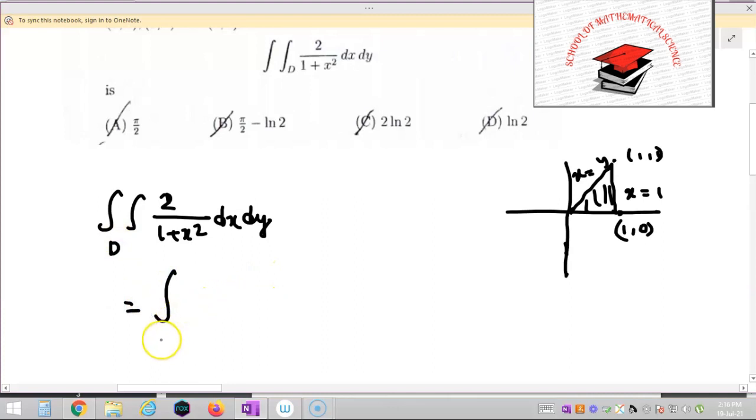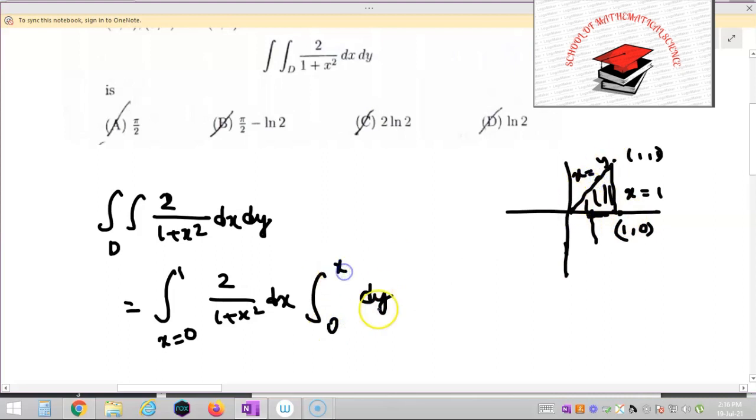double integration. So the lower limit of x is equal to 0 and upper limit of x is equal to 1. So 0 to 1, 2 by 1 plus x square dx, integration dy. So lower limit of y starts from this, so that would be 0, and upper limit of y is this line, so this is x. So integration x equal to 0 to 1, the integration of dy is y, and y is x, so this is 2x by 1 plus x square dx.